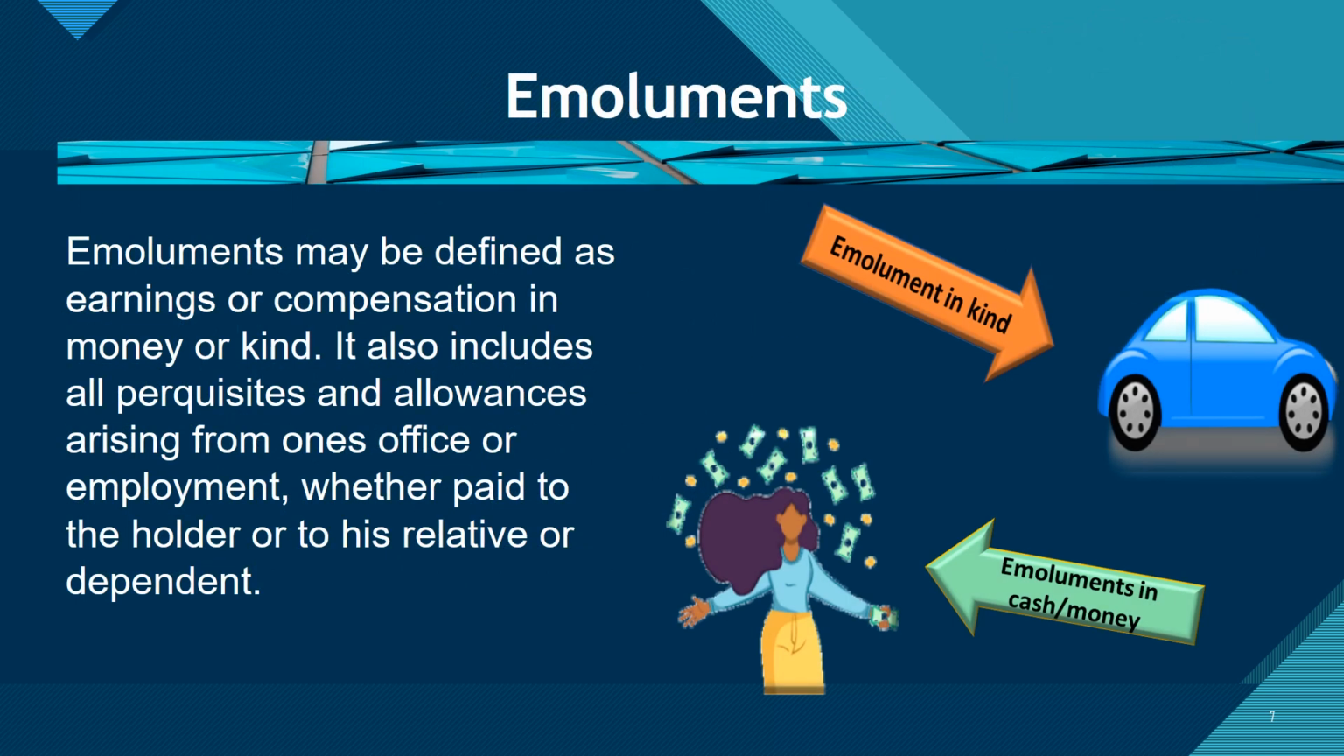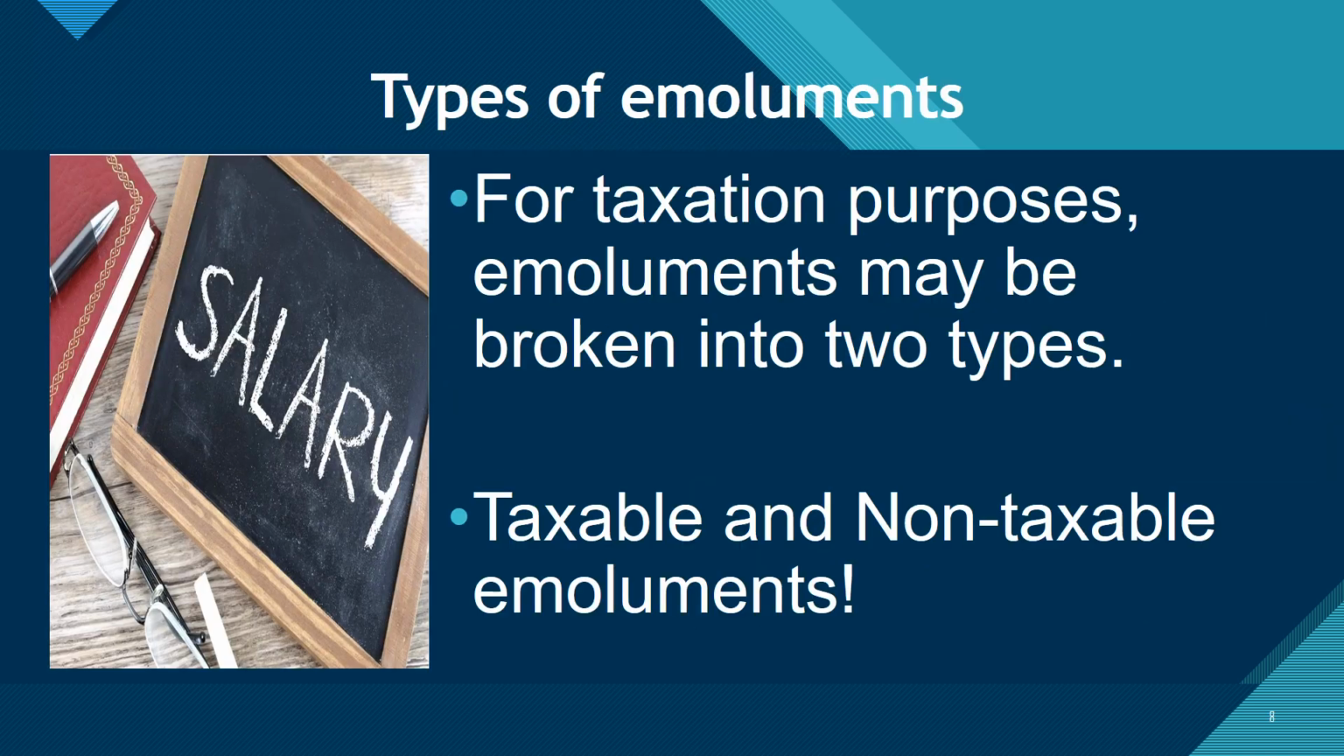Emoluments. Emoluments may be defined as earnings or compensation in money or kind. It also includes all perquisites and allowances arising from one's office or employment, whether paid to the holder or to his relative or dependent. Types of emoluments. For taxation purposes, emoluments may be broken into two types: taxable and non-taxable emoluments.